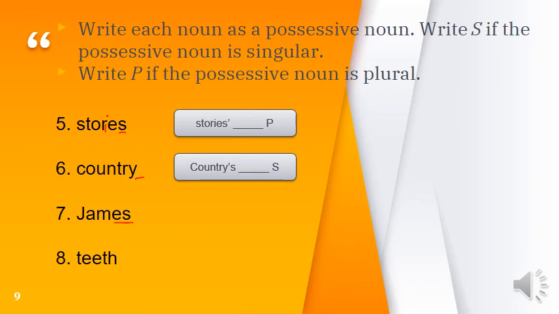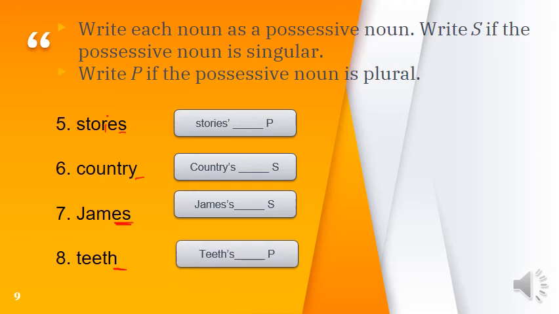Okay, what about James? James has an S in his name, and this is his name. So this is not a plural S. So what do I do? I use the big rule, apostrophe S, and it is singular. Teeth. What about teeth? Do I see here a plural S? No. So I add apostrophe S. Teeth's. Yes, I know it's a plural, but it doesn't end with a plural S.